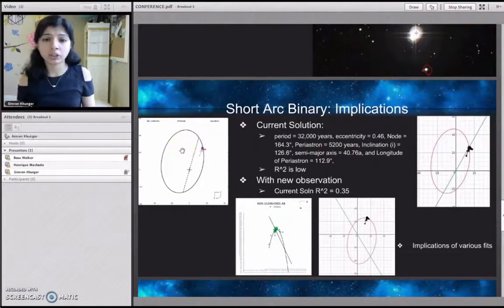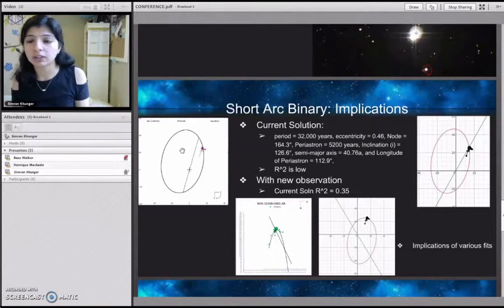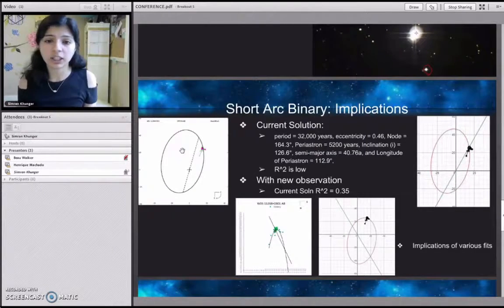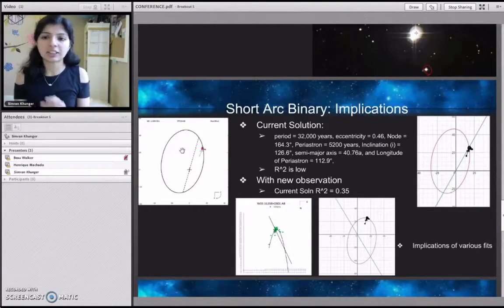So, a short arc binary is defined as a star system where we have very little data on the entire orbit of the star. We still propose a period for it. So, for example, in our case, this period is 32,000 years, whereas the current data that we have for this star currently spans perhaps 300 years. As you can see, the data is very concentrated on one part of it.